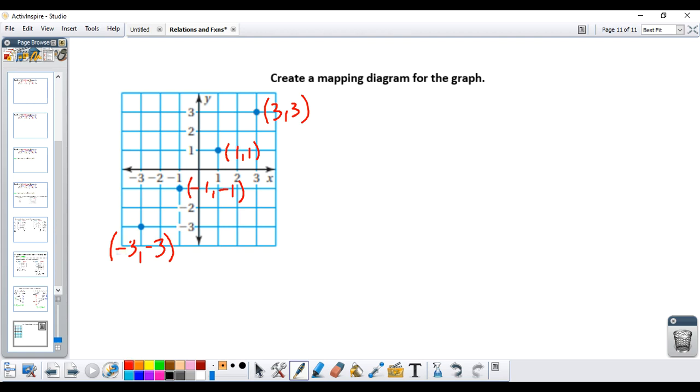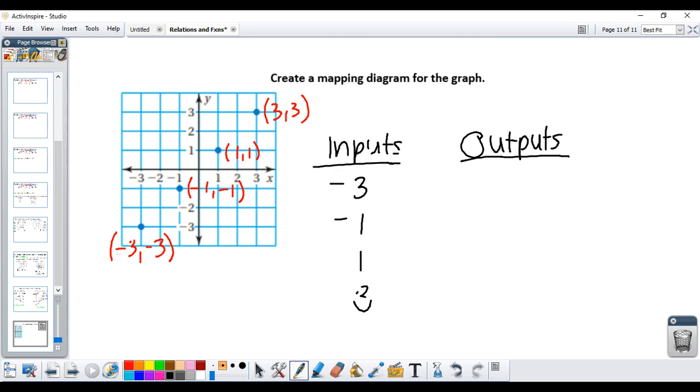So a lot of times it's helpful for you to identify what your ordered pairs are before you start your mapping diagram. So now I do my same as before. Here's my inputs and my outputs. My inputs would be -3, -1, 1, and 3. It looks like my outputs are the same, -3, -1, 1, and 3. Draw your arrows. -3 goes to -3, -1 goes to -1, 1 to 1, and 3 to 3. And that's my mapping diagram.